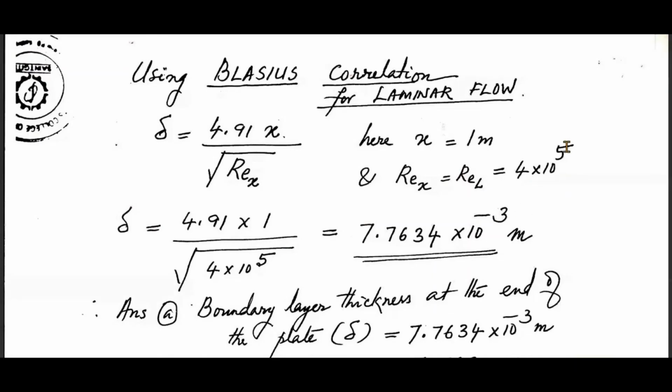So 4 into 10 raised to 5, just substitute over here. It's only a substitution. So what do you get? The answer will be in meters, since this is a linear dimension, delta. Boundary layer thickness at the end of the plate is 7.7634 into 10 raised to minus 3 meters.